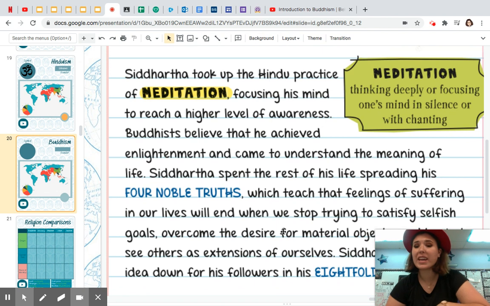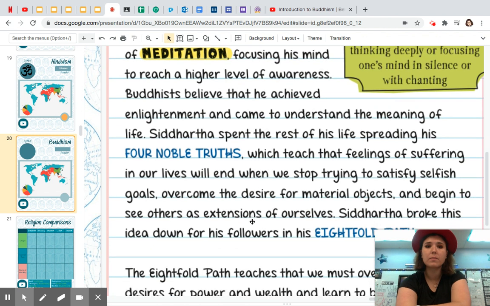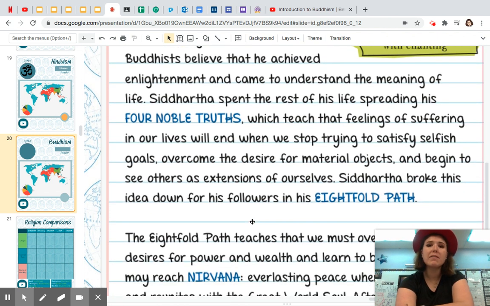Siddhartha took up the Hindu practice of meditation, which is thinking deeply or focusing one's mind in silence or with chanting, focusing his mind to reach a higher level of awareness. Buddhists believe that he achieved enlightenment and came to understand the meaning of life.